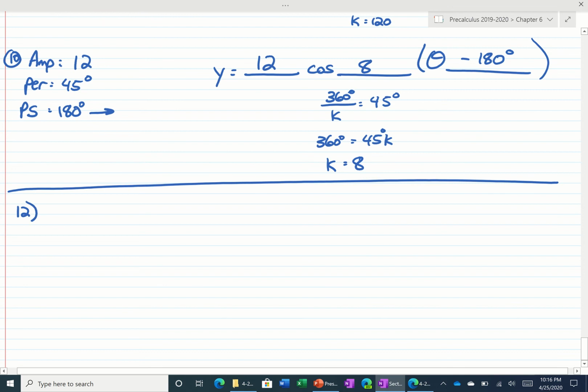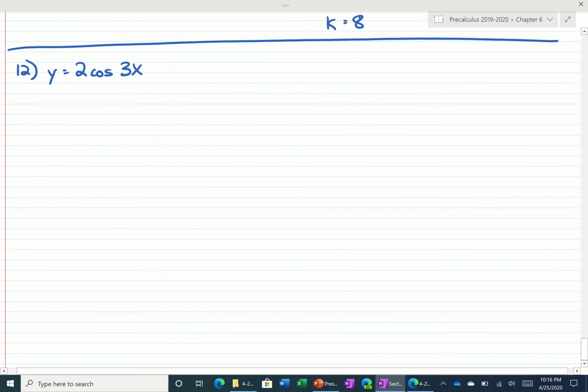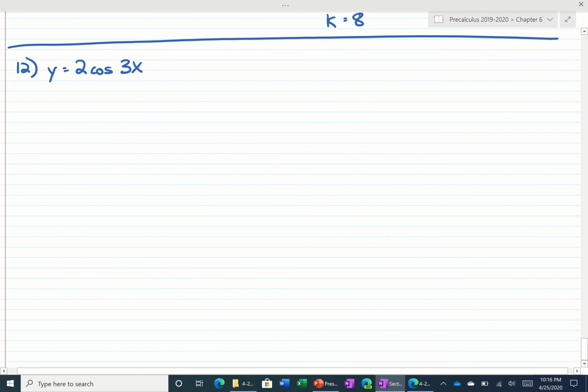For number 12, it's asking you to graph y is equal to 2 times the cosine of 3x. I had told you in the notes that it's okay to use degrees for all of this. I have an amplitude, period, and phase shift. There's no plus or minus, so the phase shift is 0, the amplitude's 2, and the period would be the normal period divided by 3, or 120 degrees. Every 120, it's the same thing.